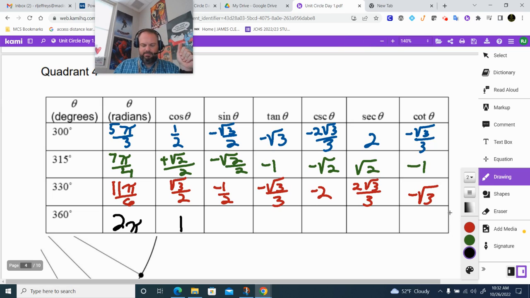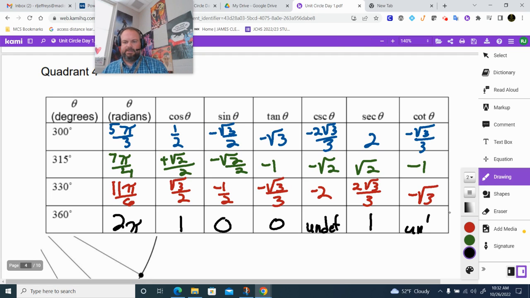Our cosine is 1. Okay, sine is 0. Tangent. Nope. Yep, 0. Cosecant is undefined. And this is 1, and this is undefined. Now, so we have this going all the way down. Okay. We actually have this completed.